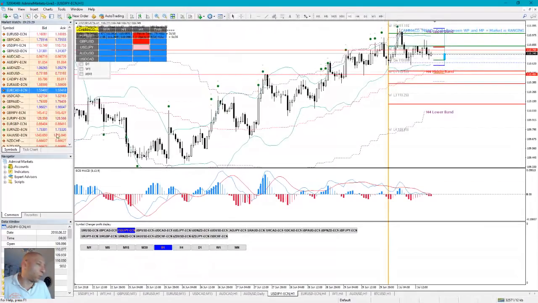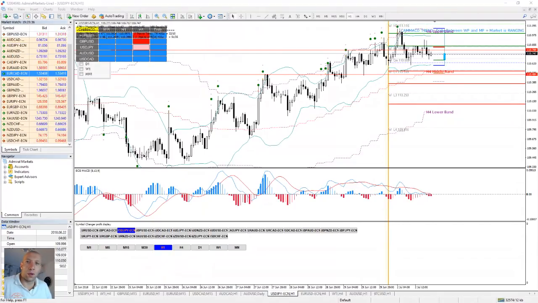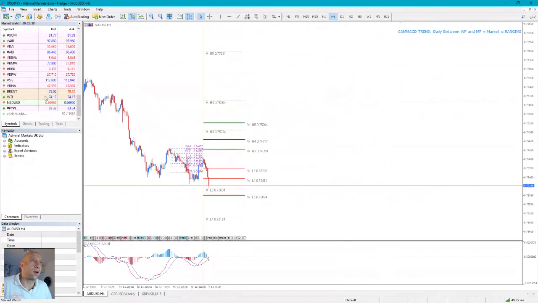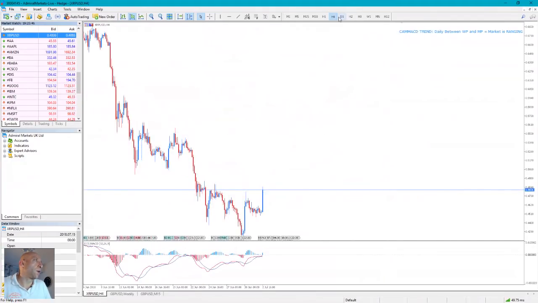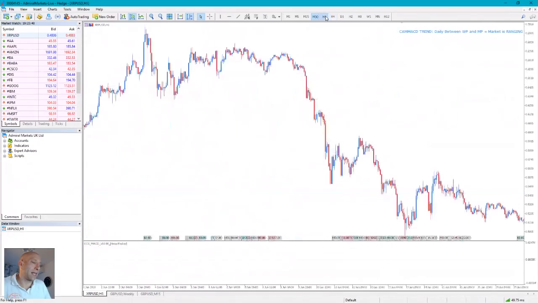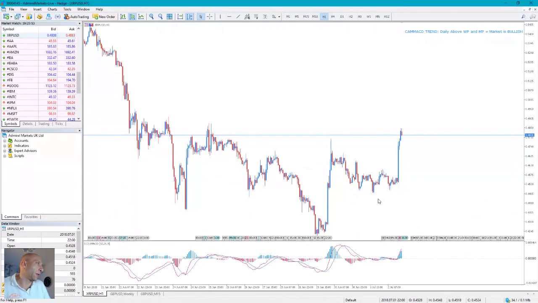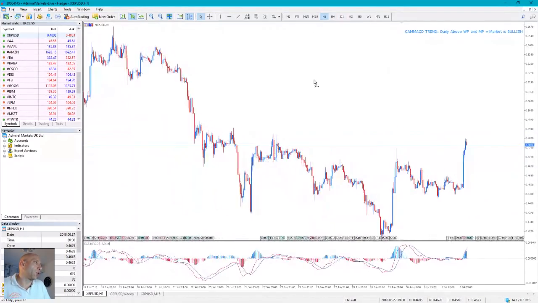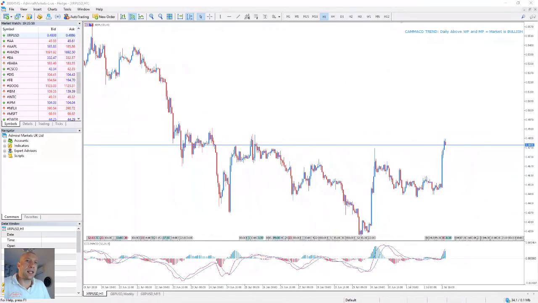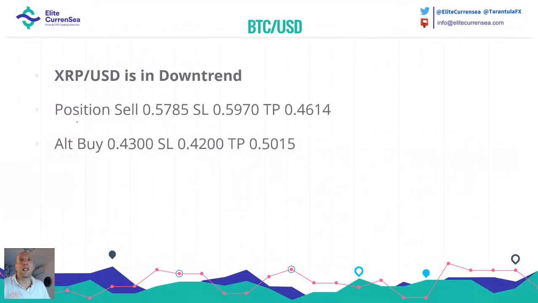Yeah, let me just show you and then I will reply to your questions. It was the Ripple. Yeah, we need to move to another platform for Ripple. Here, you can see the Ripple. Basically, it is in a downtrend, but we have an inverted head and shoulders here. So you see the inverted head and shoulders, and these are the levels here: 0.5785, 0.5970, and 0.43.